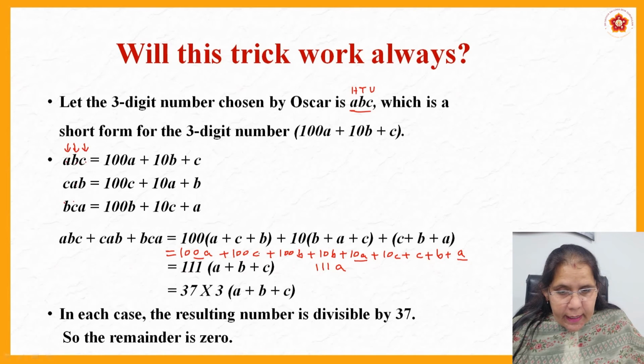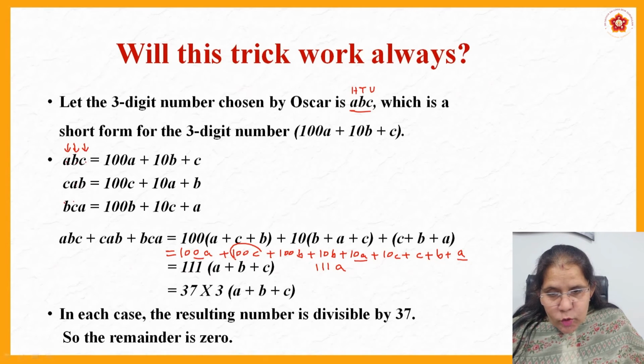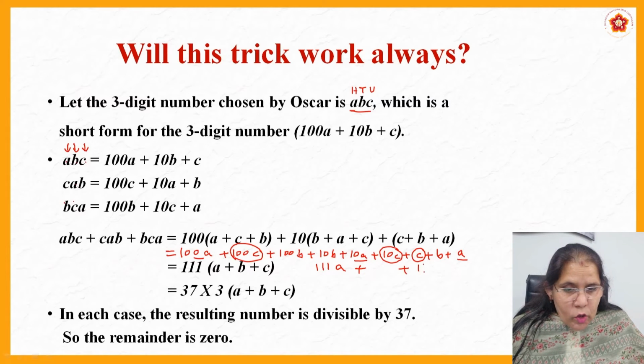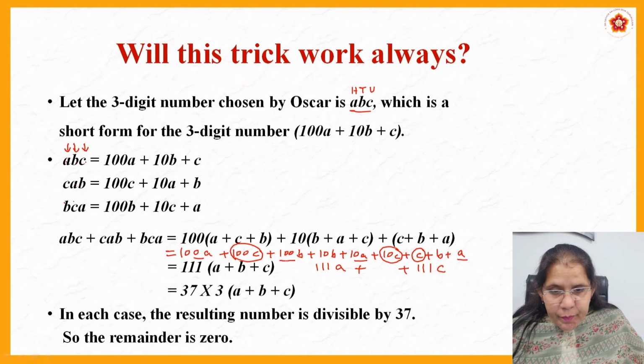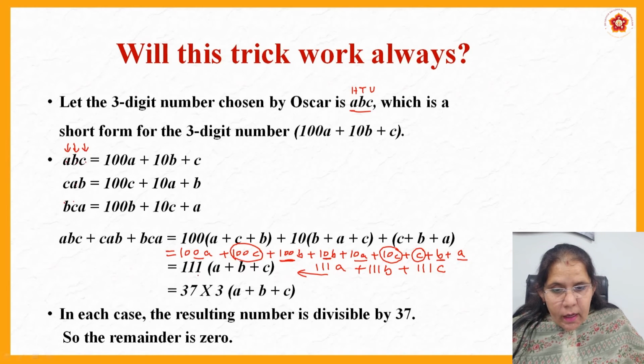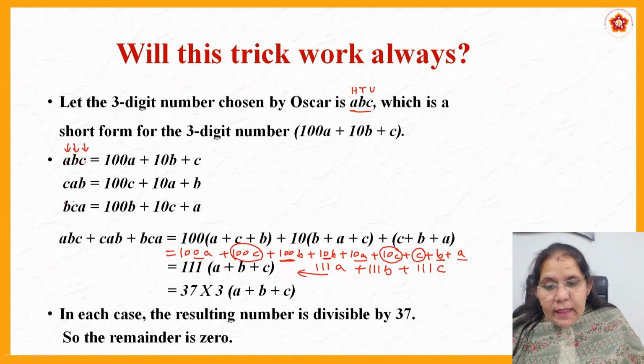We will get 111A. Then let us look at 100C, 10C and 1C. So this is also 111C. Now what about B? 100B plus 10B plus B. So this will be 111B. We take 111 common and in the bracket we are left with A plus B plus C.